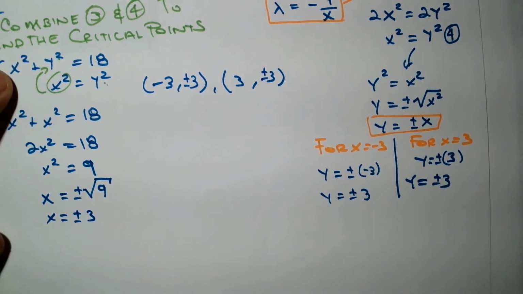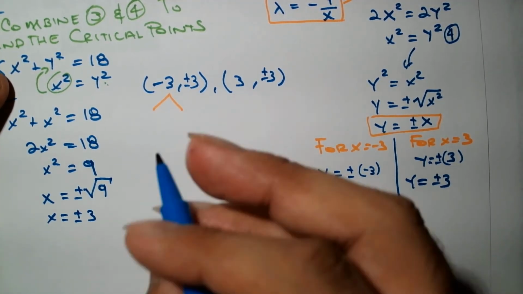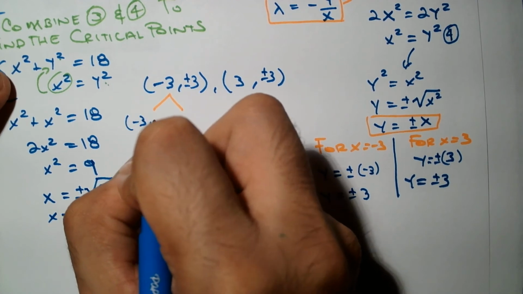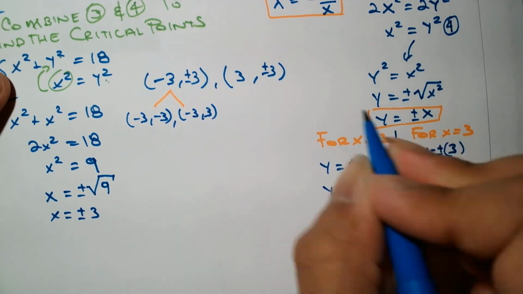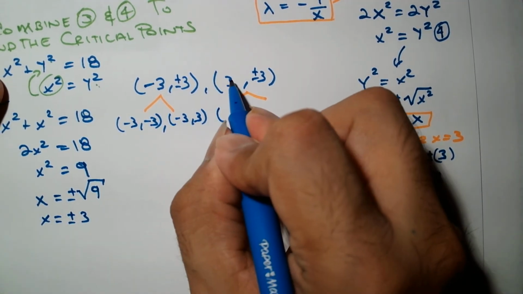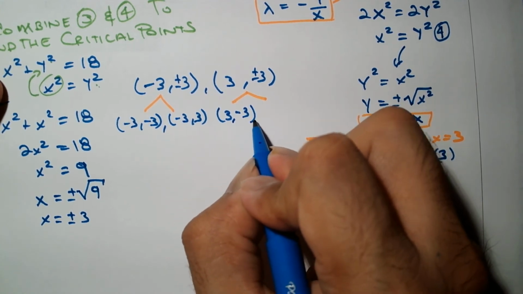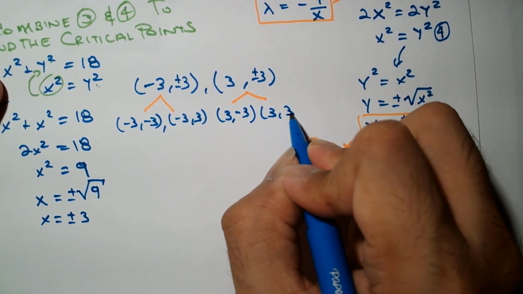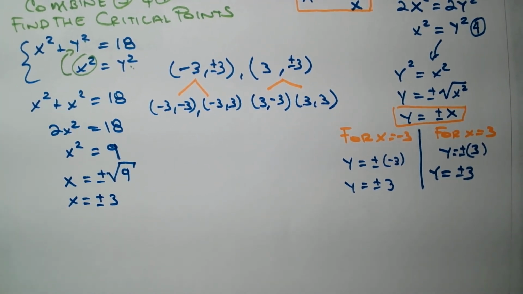How are we going to interpret this? Well, this one right here will be interpreted into two ordered pairs: negative 3 comma negative 3 and negative 3 comma 3. And likewise, 3 comma negative 3 and 3 comma 3. And this is how in this case we get 4 critical points.